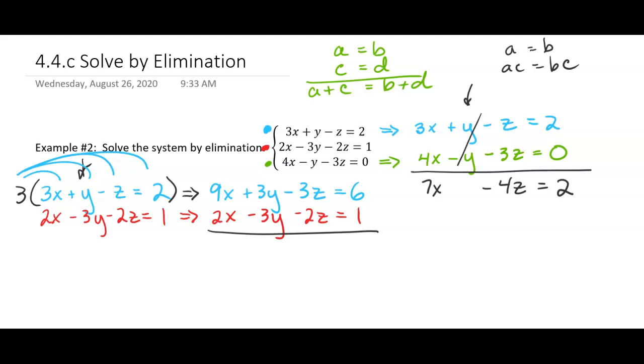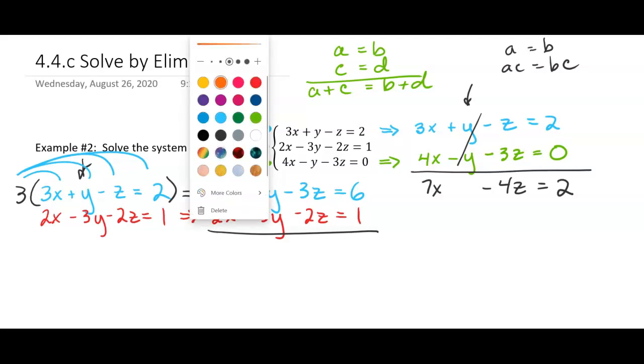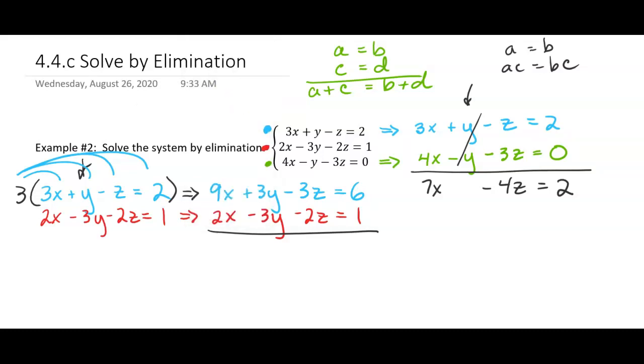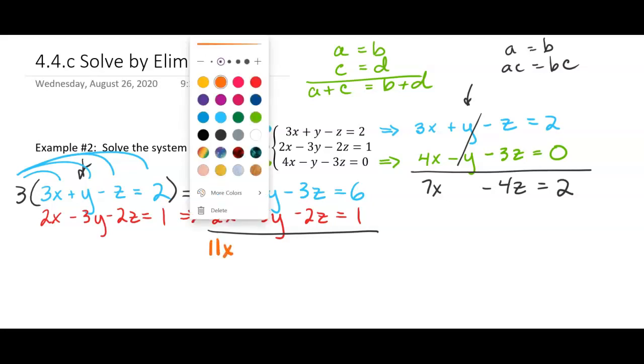Okay, so now I need a third color. Where are the color choices? Let's see if I can do a choice. I think this is going to be orange, so let's see if this works for us. Okay, adding the equations, so I get 11x. Well, let me change the size on that. Okay.